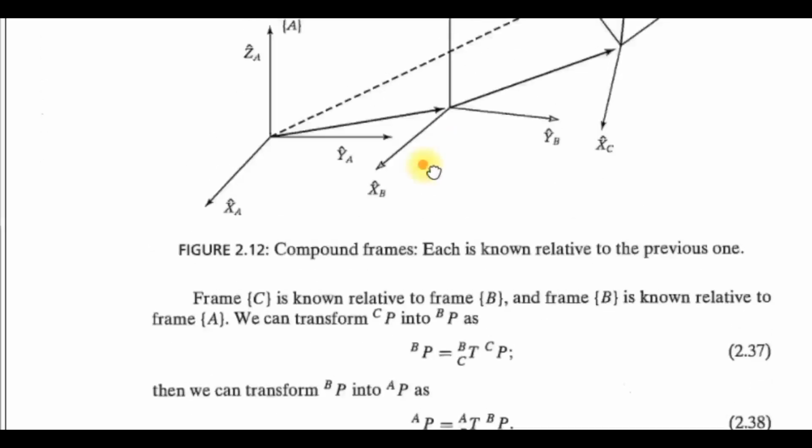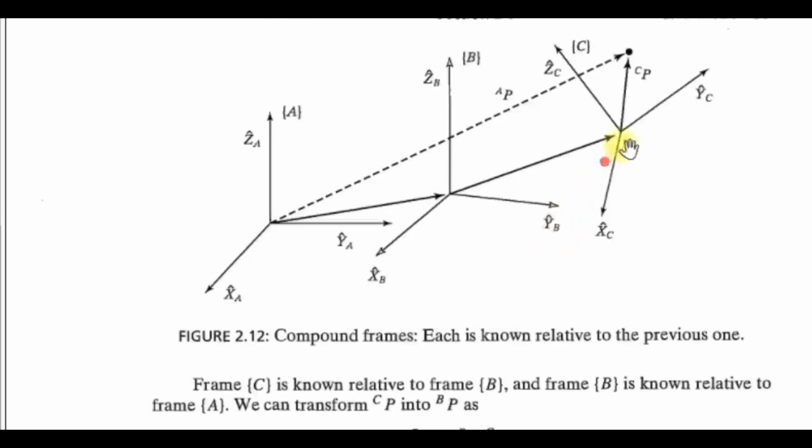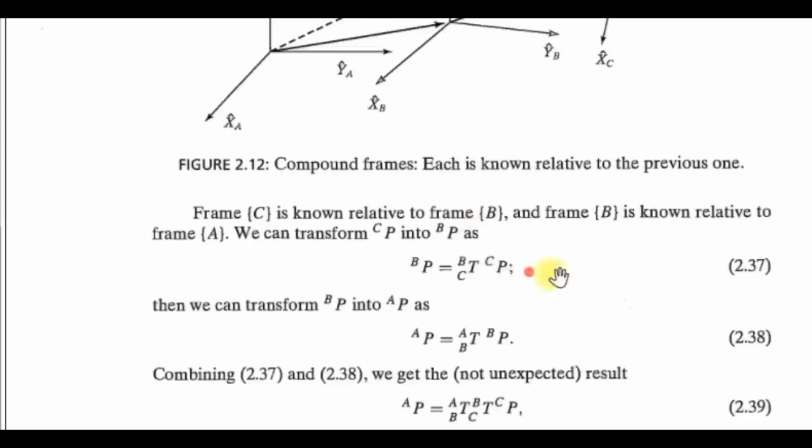So look at that, if you know the end position with respect to the frame C, you want to represent this with the coordinates of frame B. So frame C and frame B. This point is given with respect to the frame C. We have to calculate this position with respect to frame B. For that purpose, we have to use this formula.